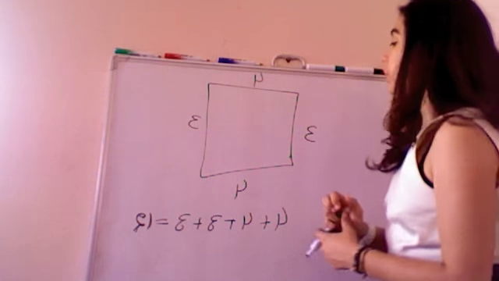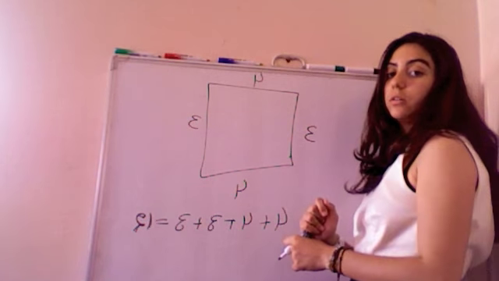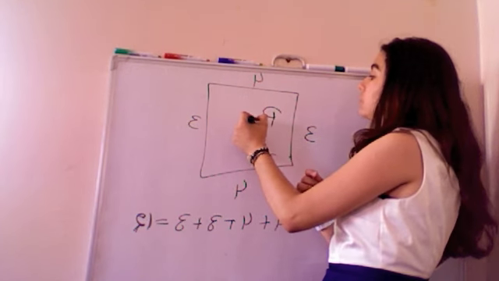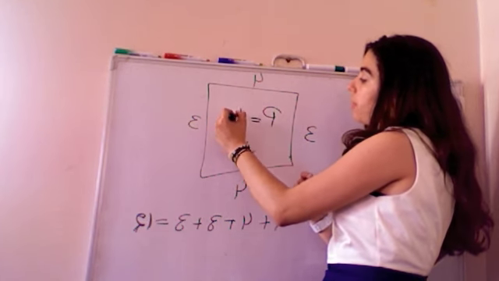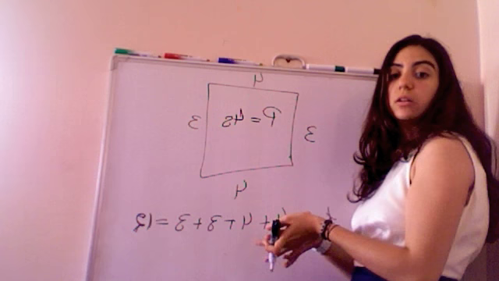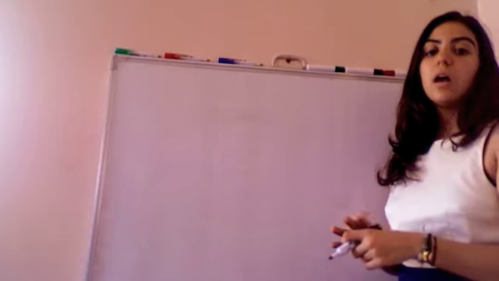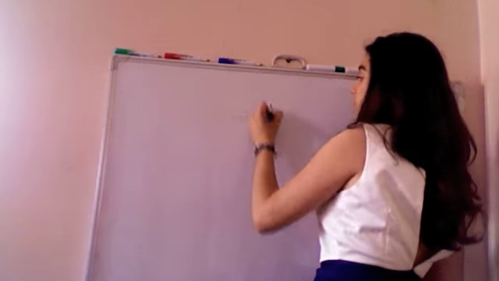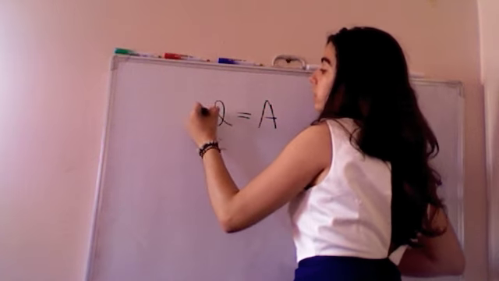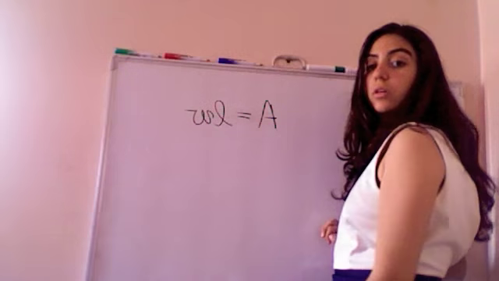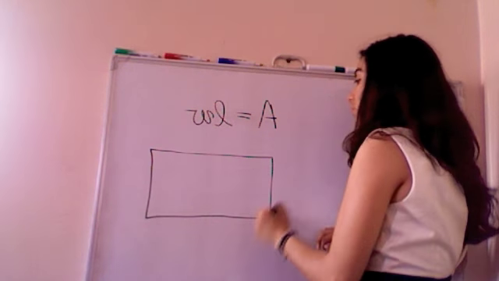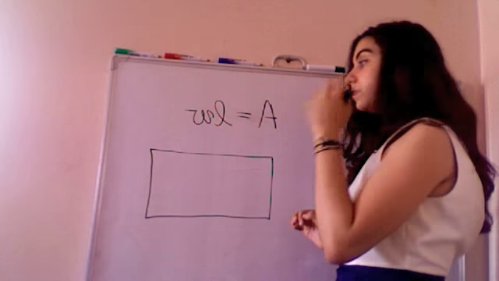So the equation for the perimeter of a square would be P equals 4S, S representing the side. Next, we will talk about the area of a rectangle, which is length times width. Let's talk about quadrilaterals.